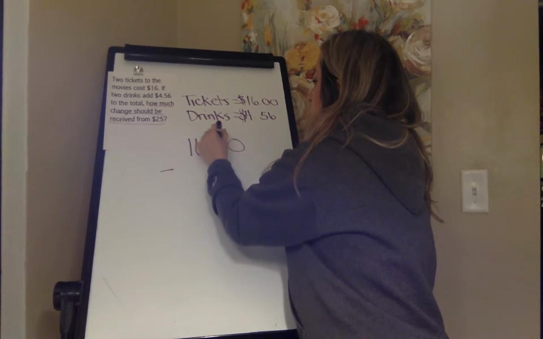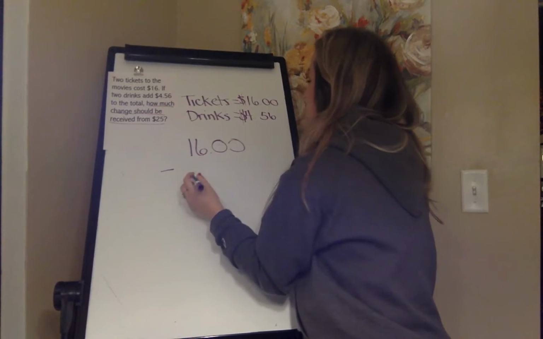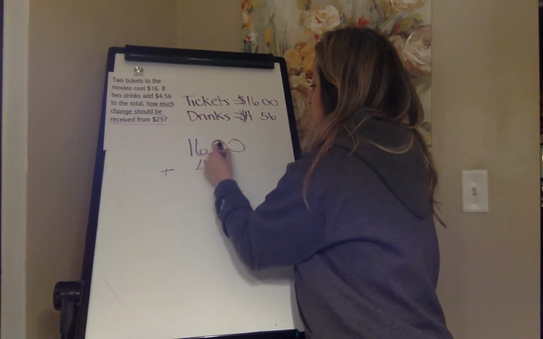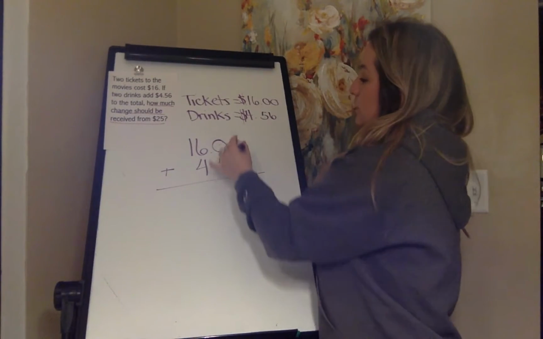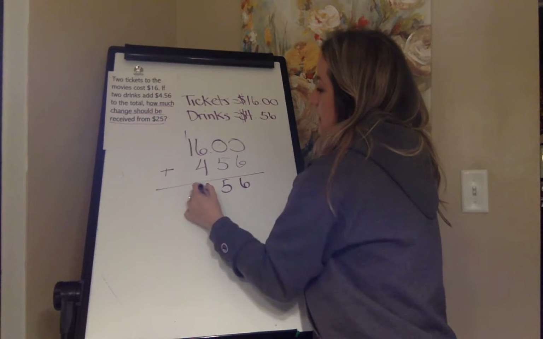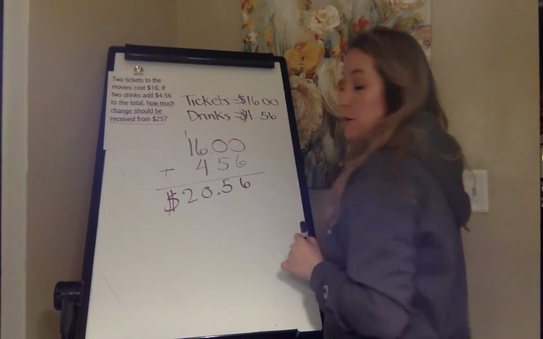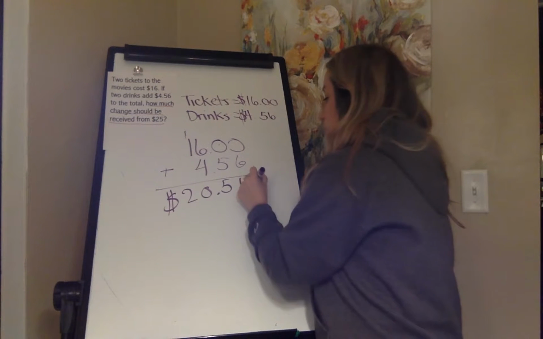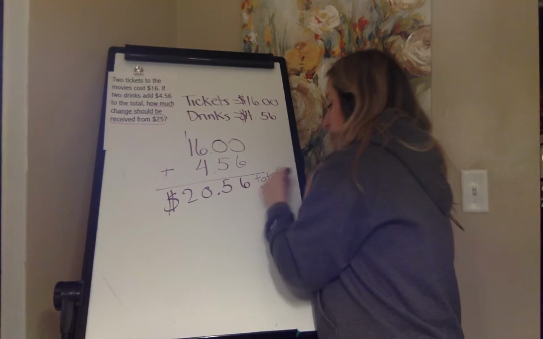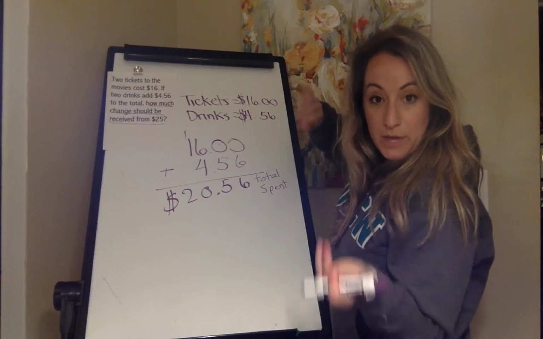$16 plus the $4.56 that we added. So 0 plus 6 is 6, 0 plus 5 is 5, 6, 7, 8, 9, 10, and then 2. So we spent a total of $20.56. So total spent. And we know that we paid with a $25 bill. So we have to subtract.